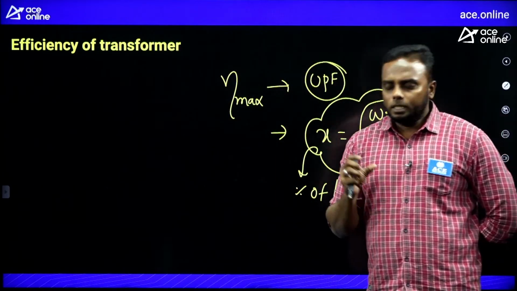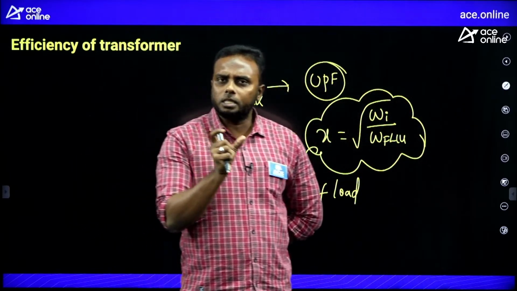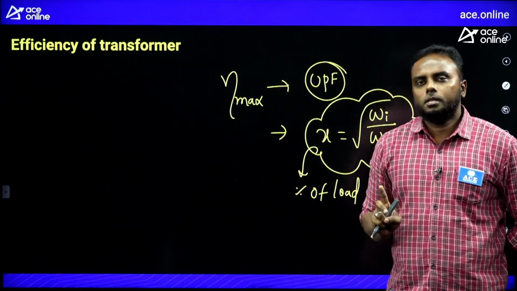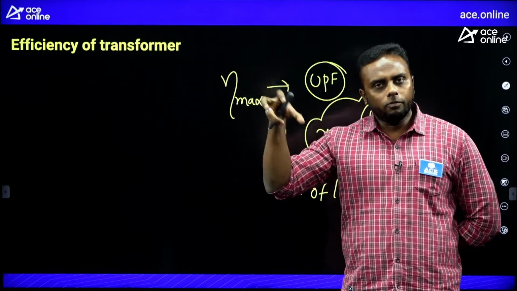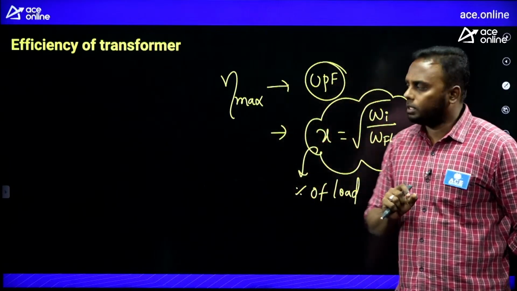And what are the losses? Condition for maximum efficiency: copper loss must be equal to iron loss. Or what is the total loss at maximum efficiency? 2 times the iron loss, because iron plus copper, with copper equated to iron. So 2 times the iron loss is the total loss at maximum efficiency.